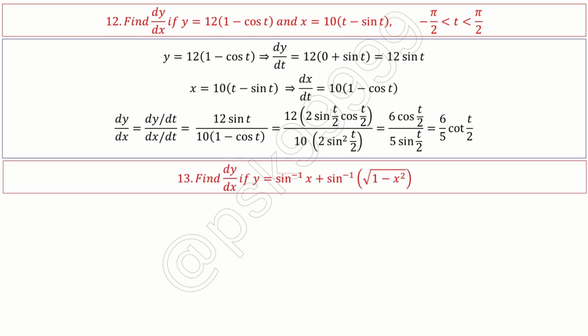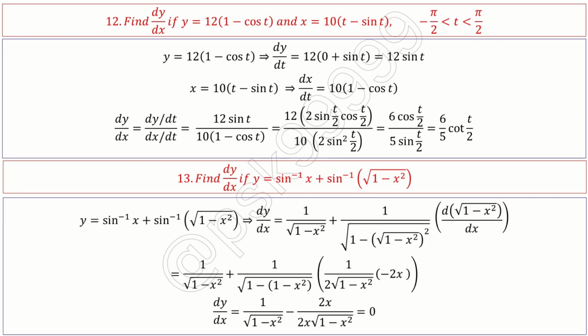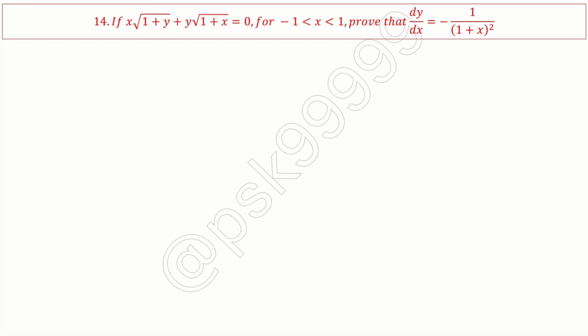Okay, y equal to sin inverse x plus sin inverse of square root of 1 minus x square. You can easily do inverse trigonometric differentiation and parameter and chain method here. Okay, you will get the answer. x times square root of 1 plus y plus y times square root of 1 plus x equal to 0. Okay, x is between minus 1 to 1. Prove that dy by dx equal to minus 1 by 1 plus x whole square. Basically, find out what is dy by dx.